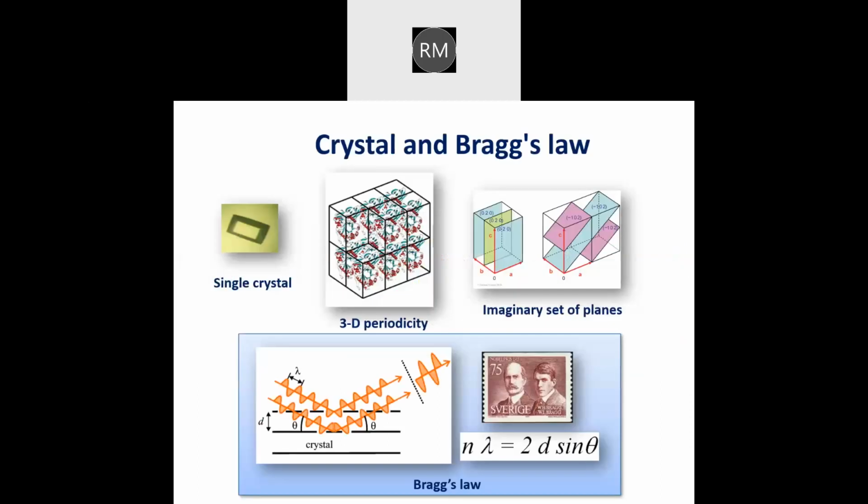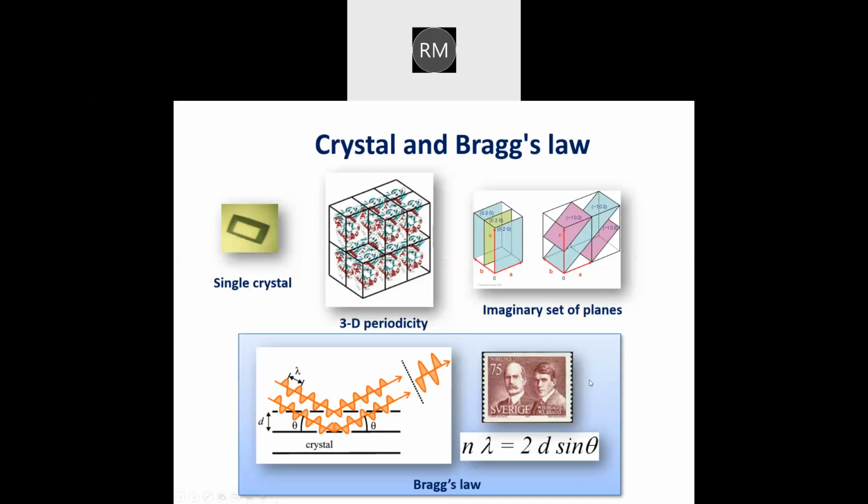The simplistic explanation of this diffraction and Fourier patterns and all those things is given by Bragg's law. What does Bragg's law say? n lambda is equal to 2d sin theta.